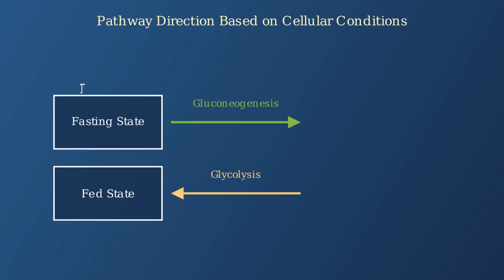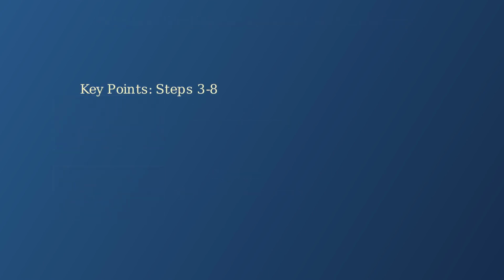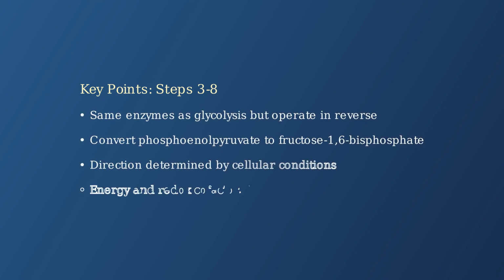To summarize the key points about steps 3 through 8 of gluconeogenesis, these steps use the same enzymes as glycolysis, but operate in reverse direction. They convert phosphoenolpyruvate to fructose 1,6-bisphosphate through a series of intermediates. The direction of these reactions is determined by cellular conditions, with energy and redox cofactors playing critical roles in establishing reaction direction.